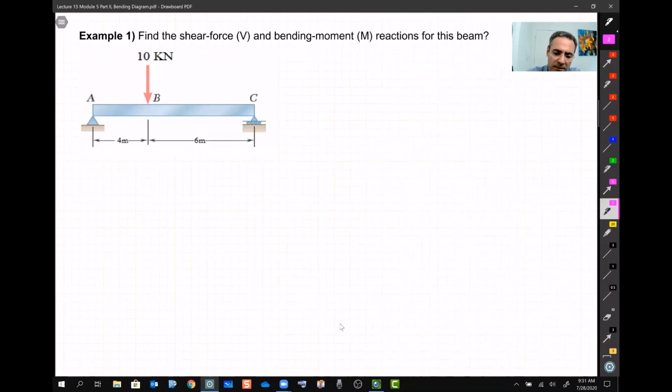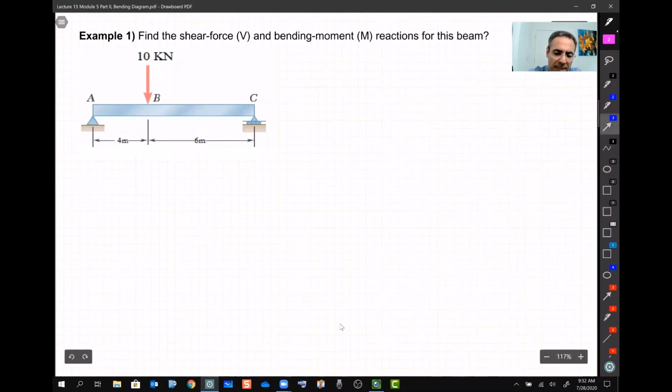This is the easiest and simplest example in this topic, okay? But if you can understand and follow this example and each step, you can solve any complex and complicated problem. So then let's do it together. And in each step, if you cannot follow, please unmute yourself and ask. So I have a beam. There is a load of 10 kilonewton somewhere in the middle, not exactly the middle, at point B. And the question is asking us to find V and M, the internal reactions, for this.